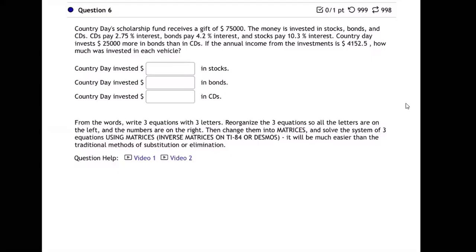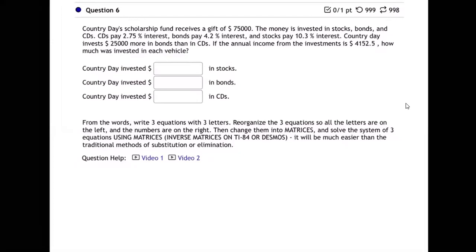Okay, so Country Day's Scholarship Fund receives a gift of $75,000. The money is invested in stocks, bonds, and CDs. CDs pay 2.75% interest. Bonds pay 4.2% interest. Stocks pay 10.3% interest. Did I say County Day? Country Day. Country Day invests 25,000 more in bonds than in CDs.